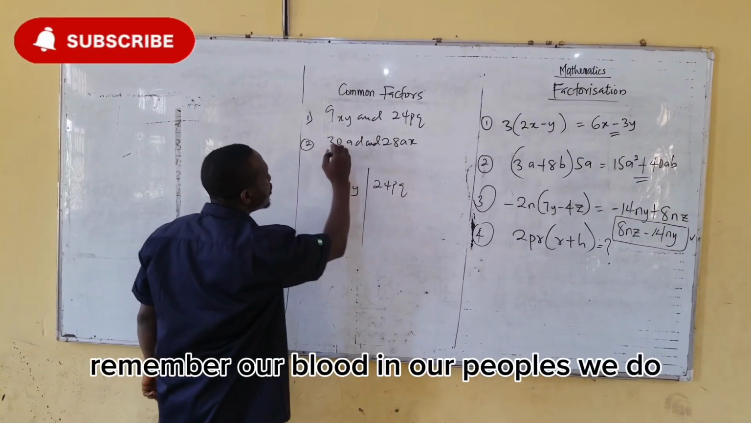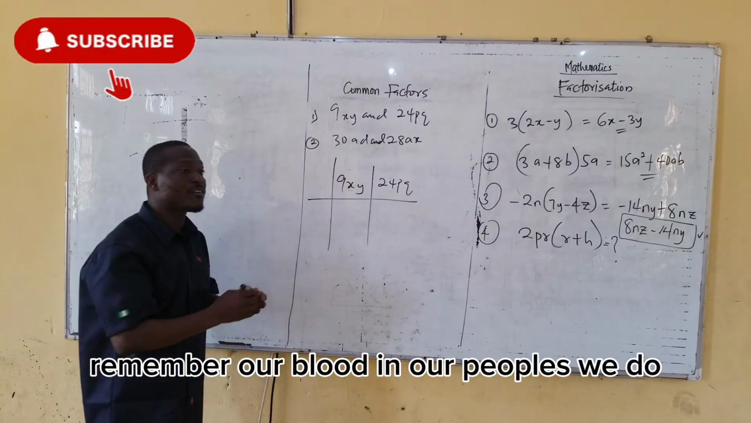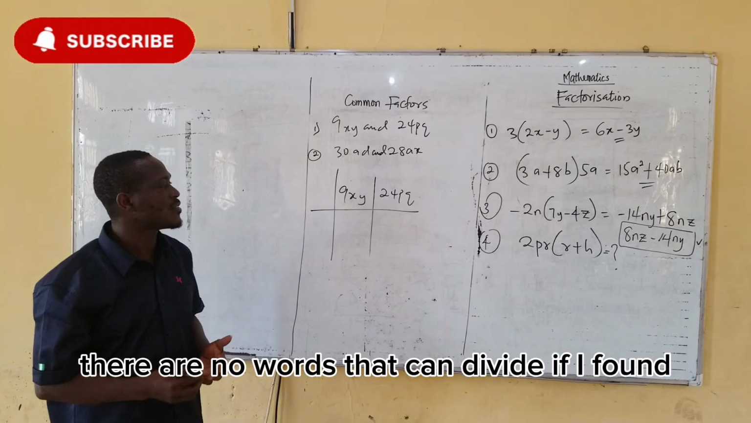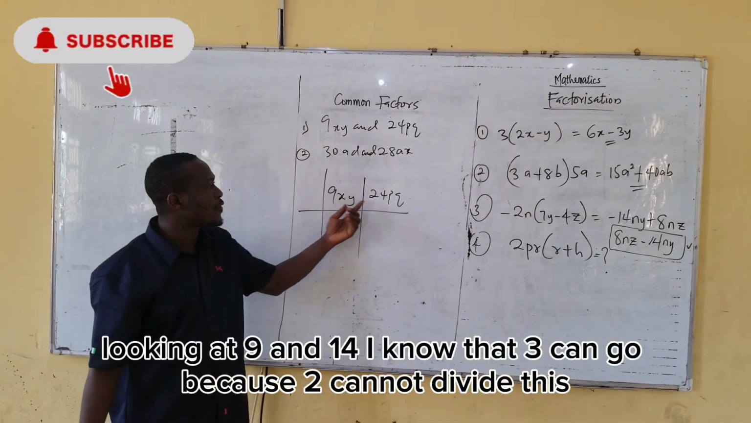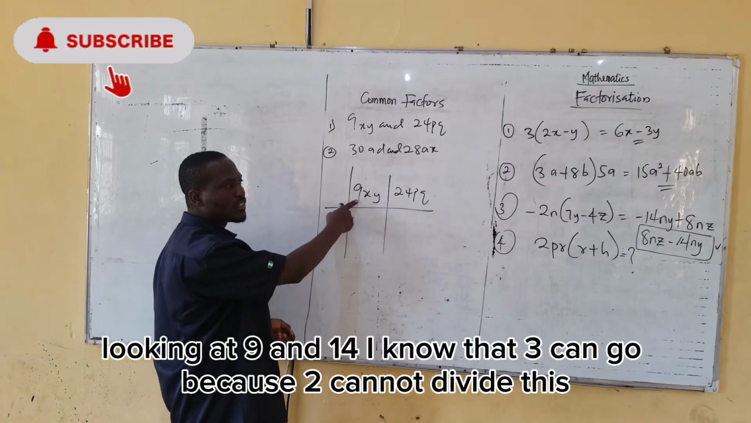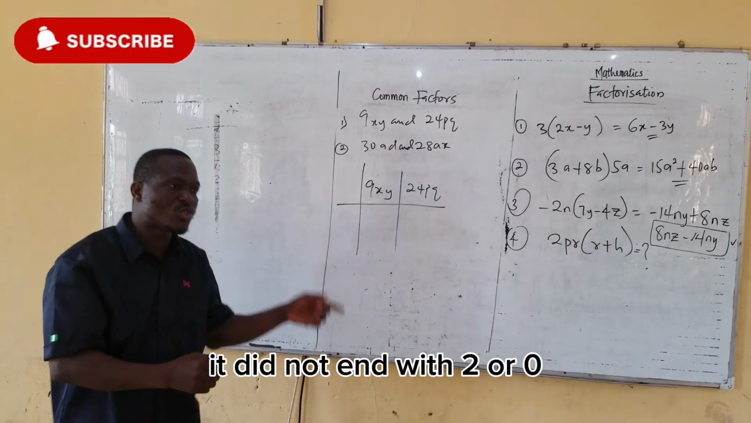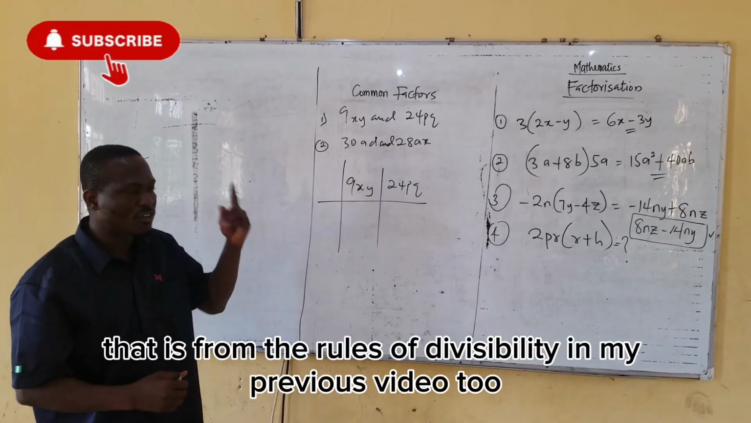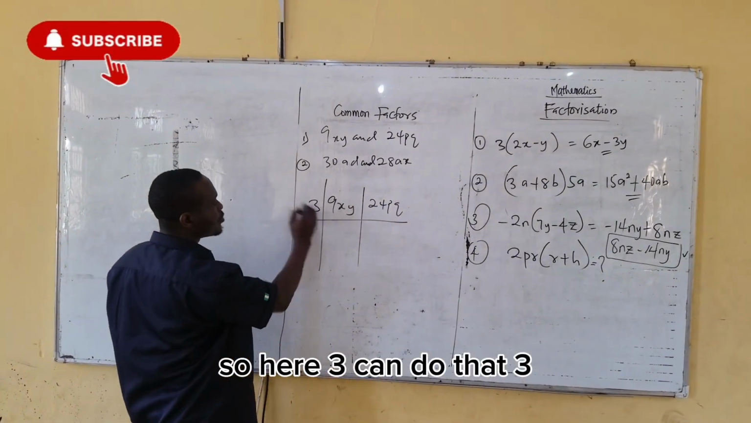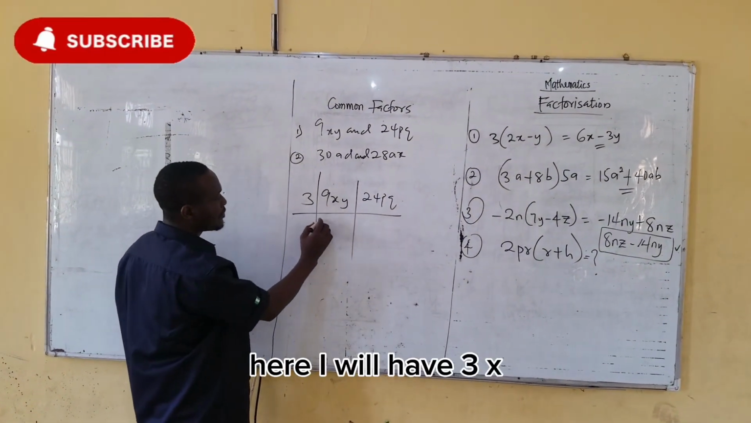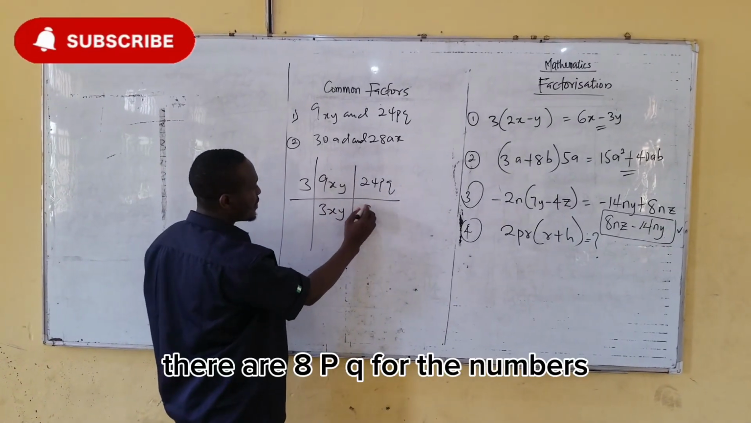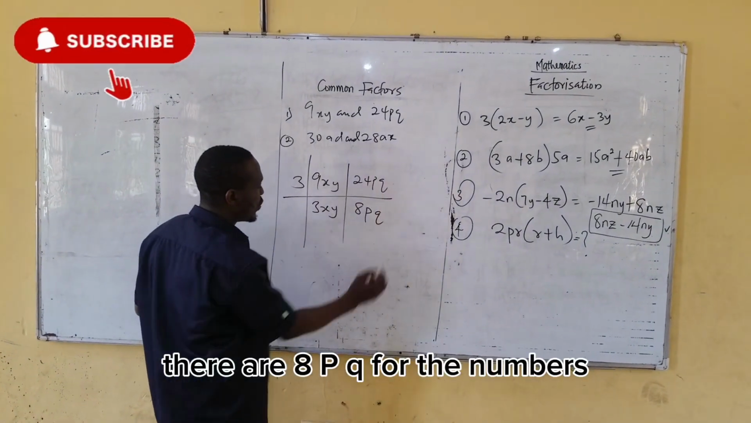24p cubed. Remember, we have in our previous video done numbers that can divide a particular number. So looking at 9 and 24, I know that 3 can go, because 2 cannot divide this. It did not end with 2 or 0. That is from the rules of divisibility in my previous video too. So here 3 can do that. 3 here I will have 3xy, and 3 here I will have 8p cubed.